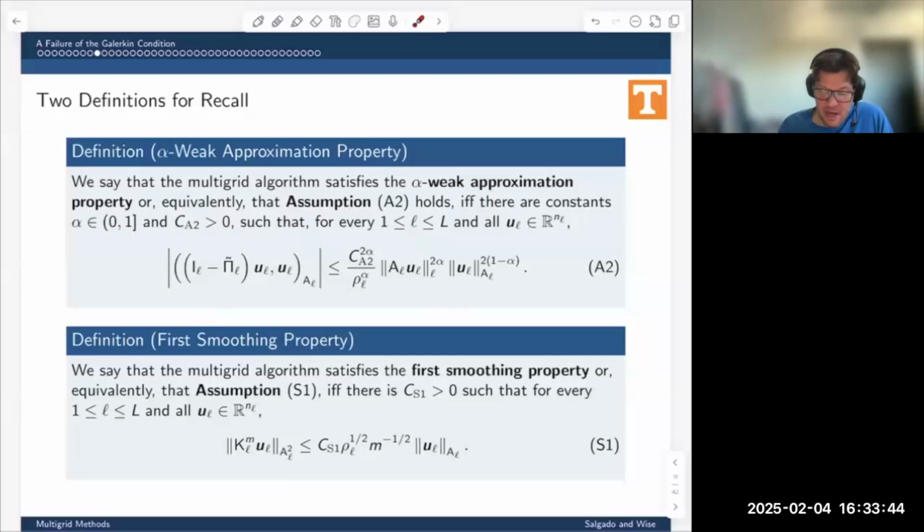Okay, so let's look at all of the components here. The first component is IL minus pi L tilde. This is the error for the coarse grid correction or the coarse grid Ritz projection matrix, right? I minus that projection is called the error in the projection. We want to calculate that matrix times an arbitrary UL against UL in the AL inner product. On the left-hand side, that object with absolute values is going to be less than a constant, some constant C_A2 to the 2 alpha power.